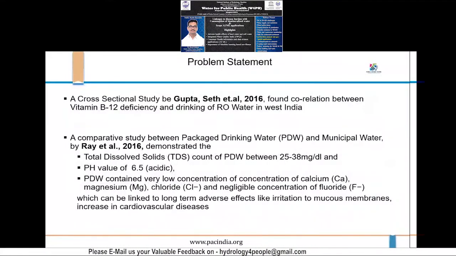And there are also studies that were done very recently, like 4 or 5 years back, like Gupta and Set et al. or Ray et al., which looked at the packaged drinking water and also the RO drinking water, and the data clearly indicated that drinking RO water was linked with vitamin B12 deficiency, and more importantly, it also increased the risk of developing cardiovascular diseases. There was also indication about mucous membrane irritation, ulcers, and other diseases which were in the long term linked with continuous use of RO water.